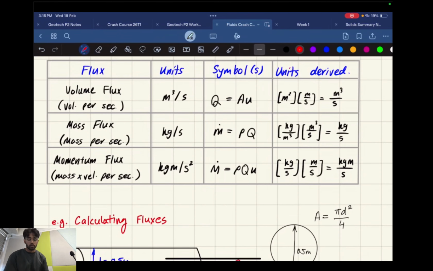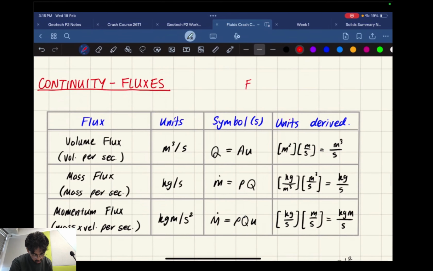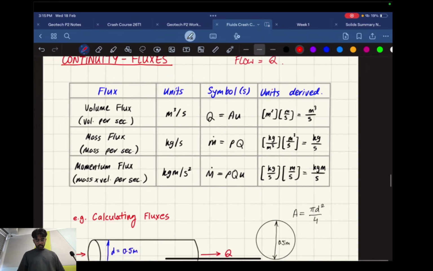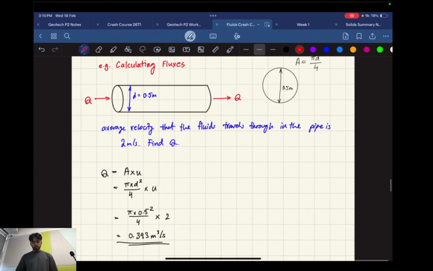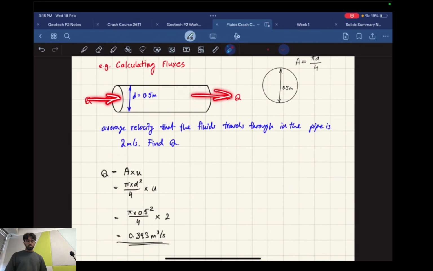Yeah, so flow is given by Q, right? This is an example that I made last year, calculating fluxes. Let's say you have a pipe with diameter 0.5 meters, and you have some water going in, right? The average velocity given is 2 meters per second. Find Q, which is our flow or our flux.